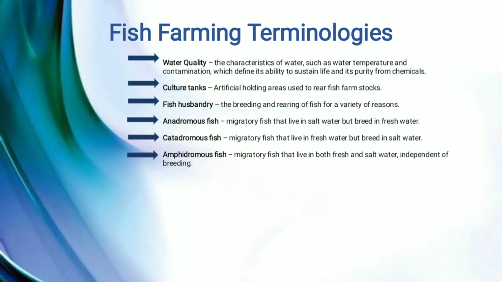Next is amphidromous fish, a migratory fish that lives in both fresh and salt water, independent of breeding. That means it doesn't need to shift from one area to another. It just locally moves from salt water to freshwater and freshwater to salt water.